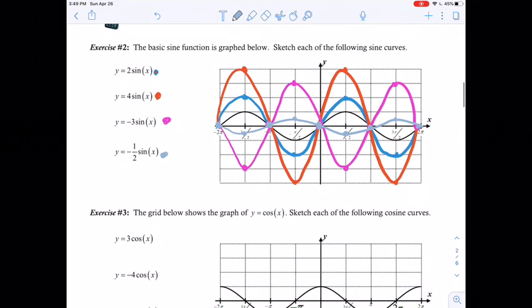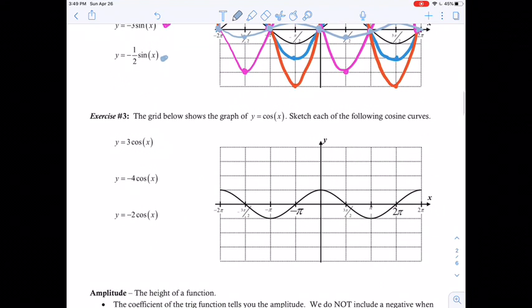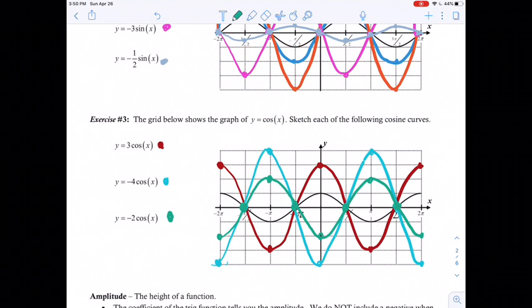Exercise 3, very similar. The grid below shows the graph of y equals cosine x. Sketch each of the following cosine curves. All right, so it has the same effect here. So why don't you pause your video and see if you can do these 3 problems. Looking at my graphs compared to your graphs, see how you did. Again, it follows that same pattern as above with those sine functions.